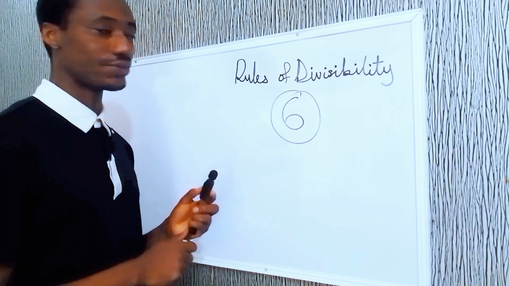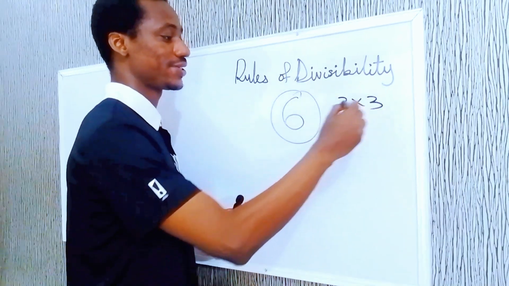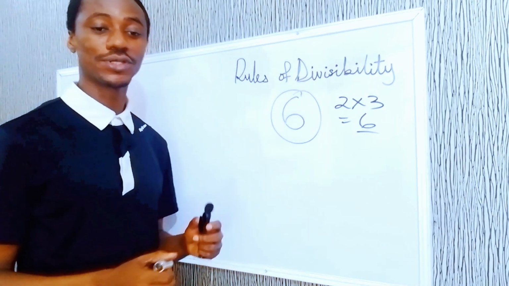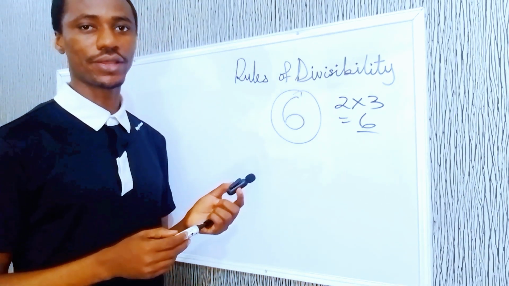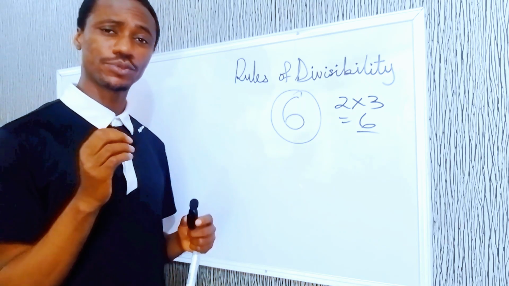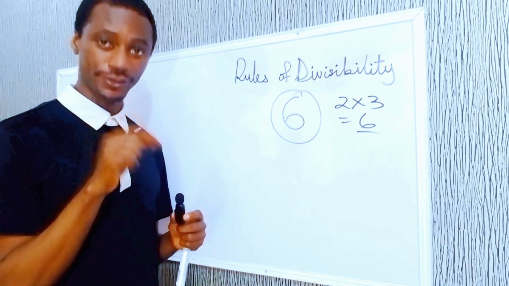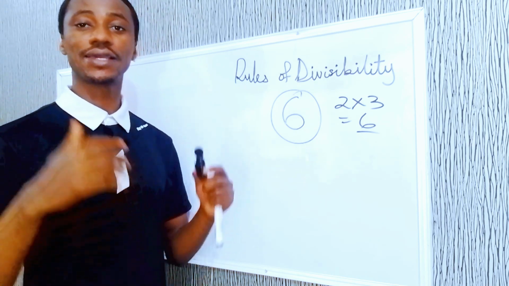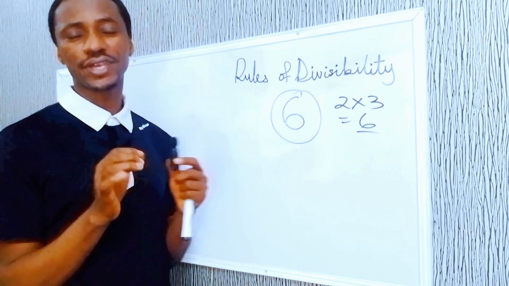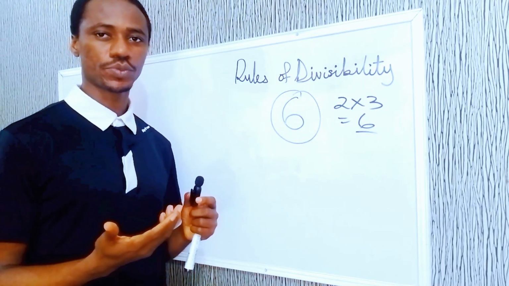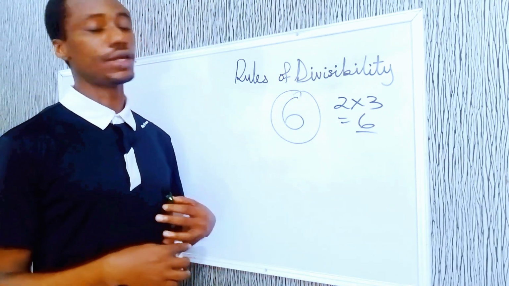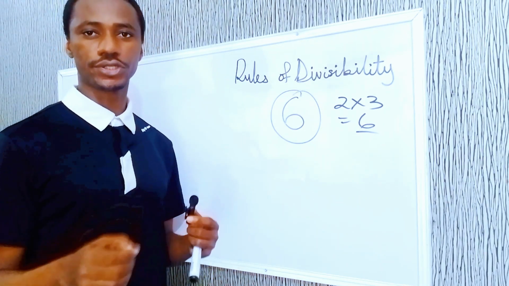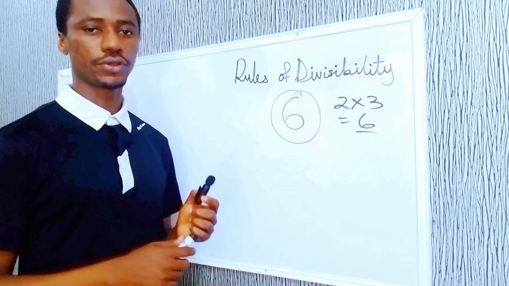Alright, because here, let's just say 2 times 3 is equal to 6, right? So for a number to be divisible by 6, that number must be divisible by 2 and also divisible by 3. So we say for a number to be divisible by 2, the number must be an even number. And for a number to be divisible by 3, the sum of its digits must be a multiple of 3. So that means a number divisible by 6 is an even number whose sum of digits is a multiple of 3.